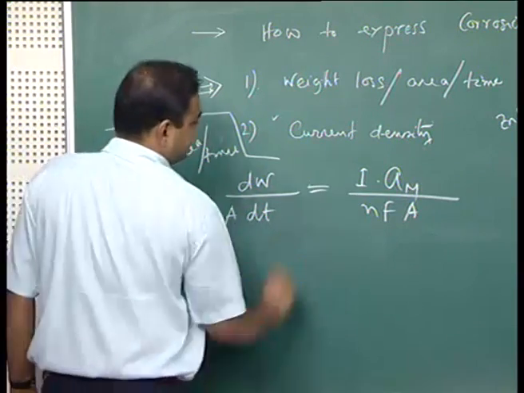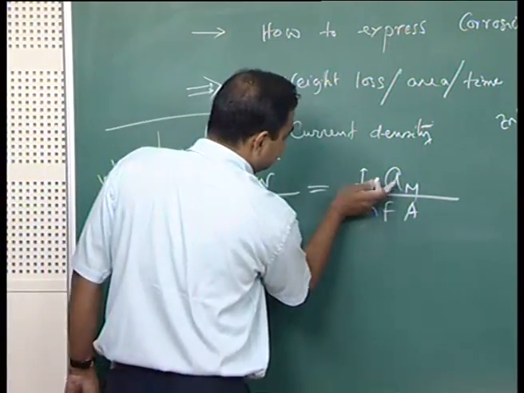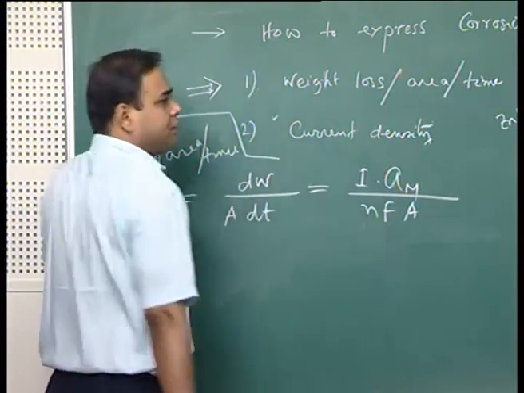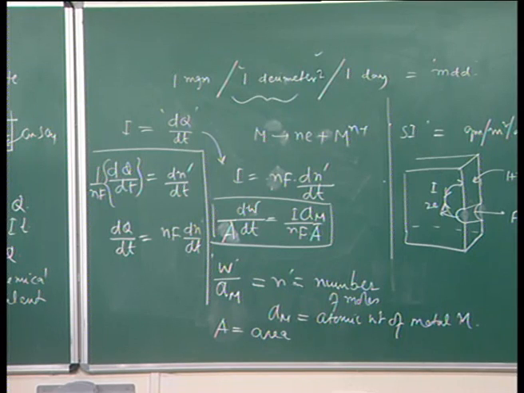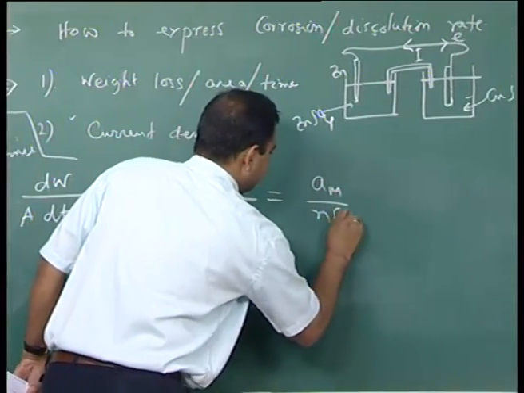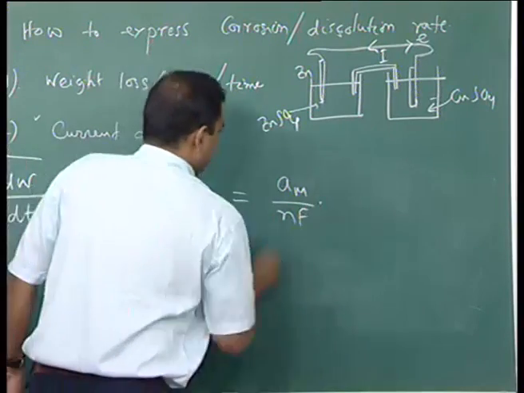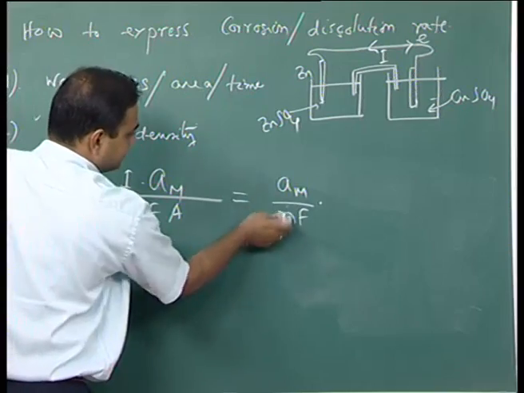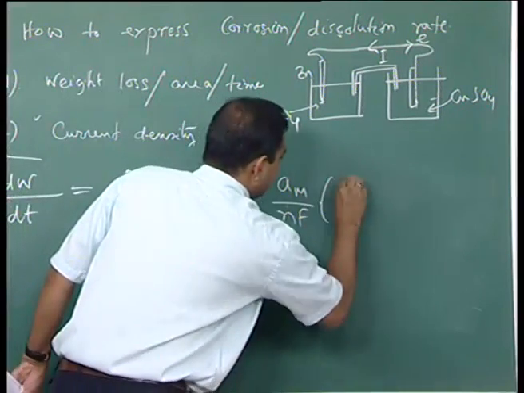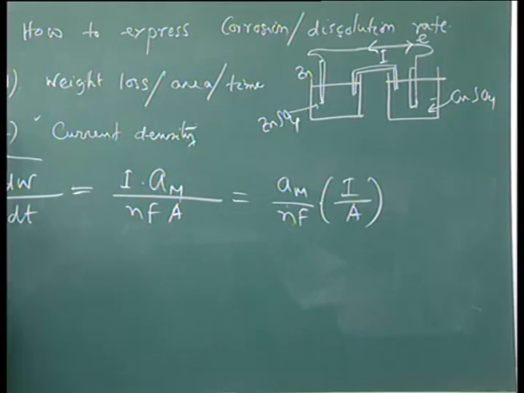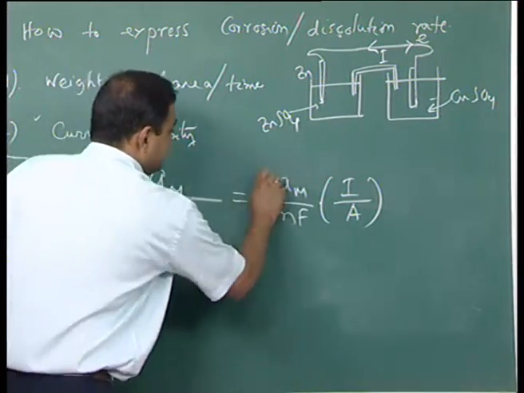Now, if you want to see the values of AM, N and F, all are constant for a particular process. So, I can take this AM, N, F part on the left side separately, and then I can have I by area. Now, for a particular metal M, these are constant.